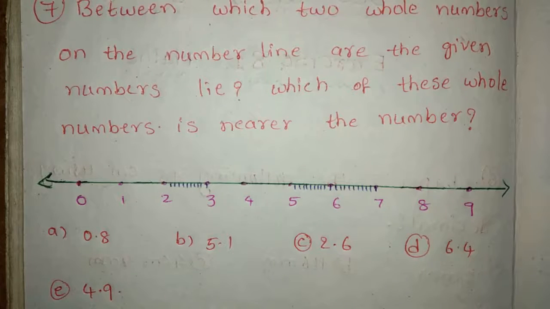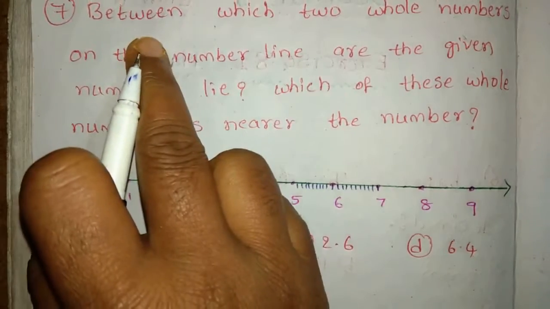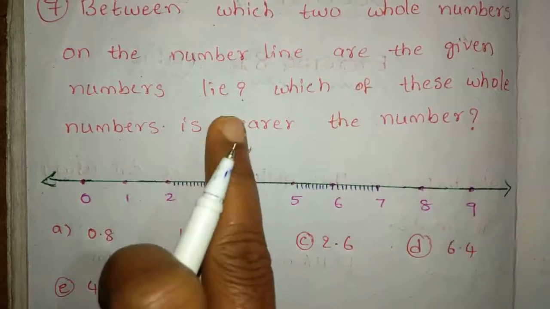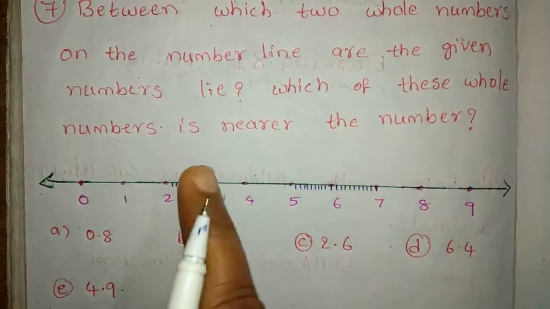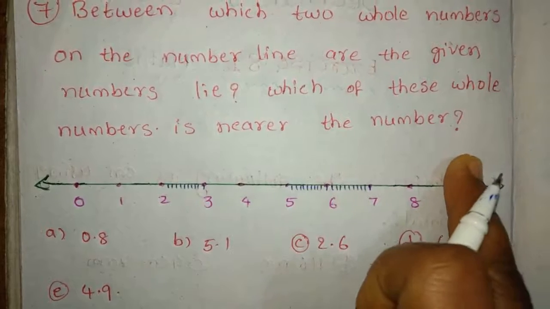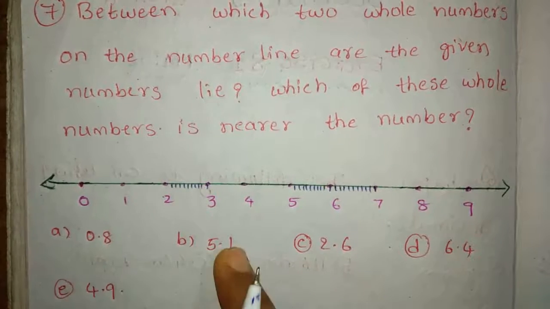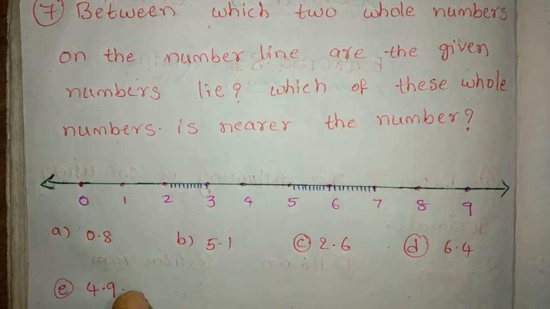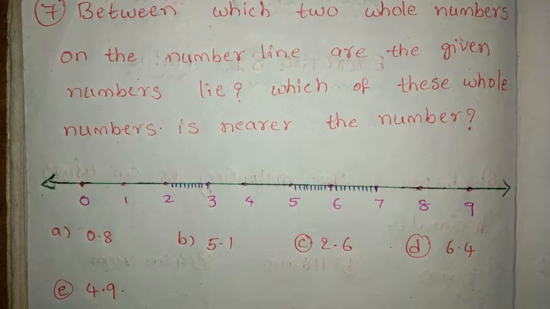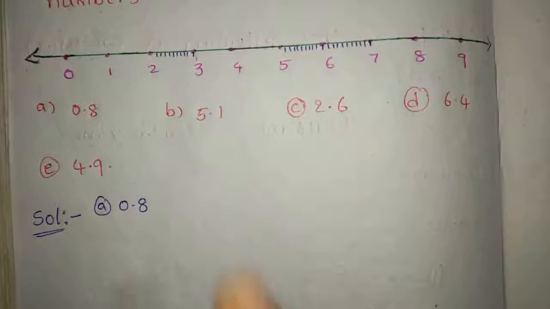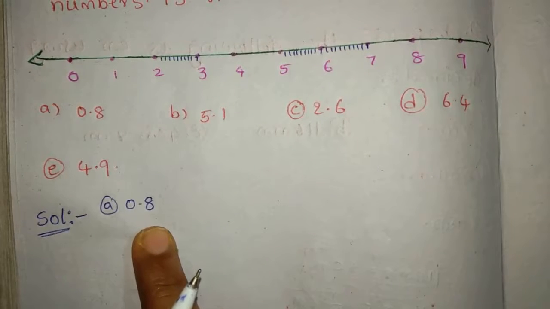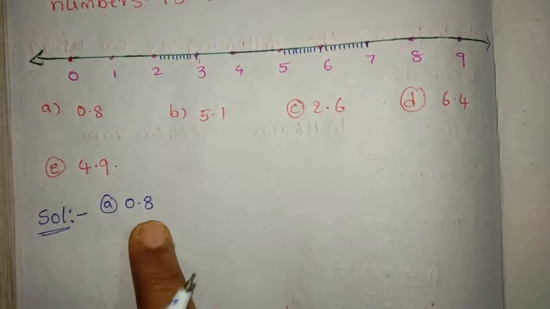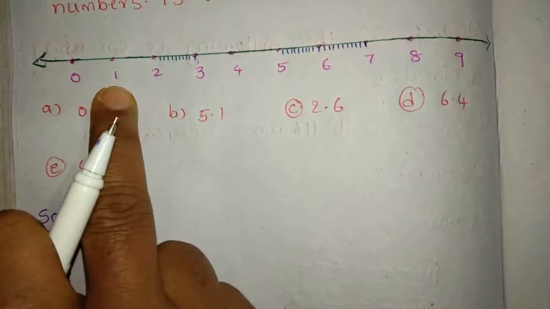Now let us see the next question, that is the 7th. Between which two whole numbers on the number line do the given numbers lie, and which of these whole numbers is nearer to the number? A is 0.8, B is 5.1, C is 2.6, D is 6.4 and E is 4.9. Now the first one is 0.8. Let us find between which whole numbers 0.8 lies. It lies between 0 and 1.